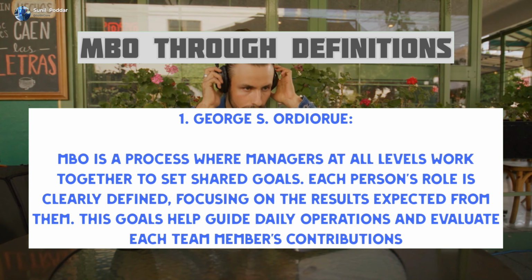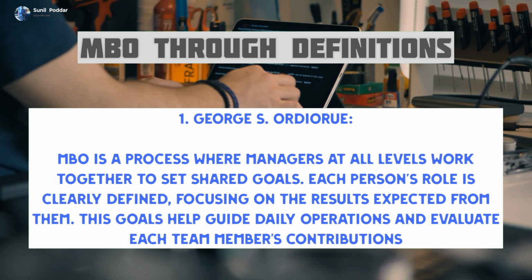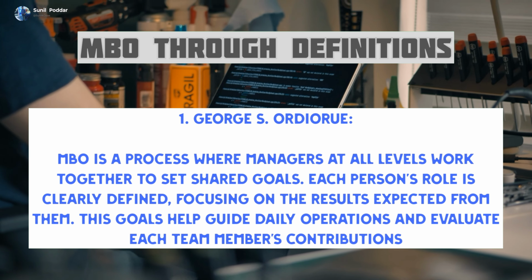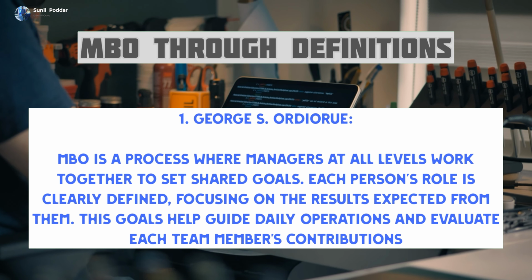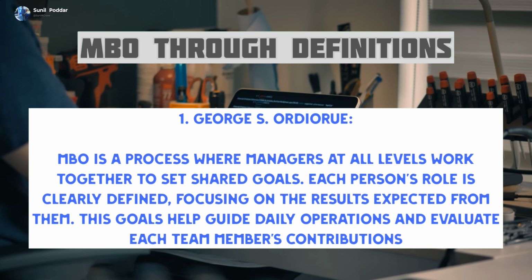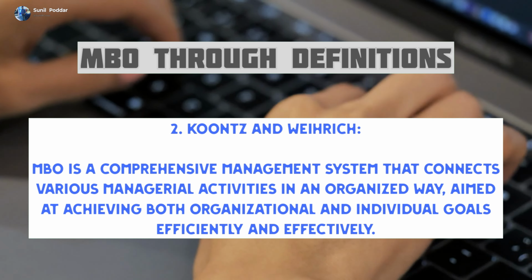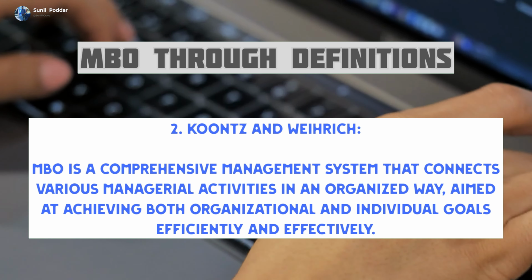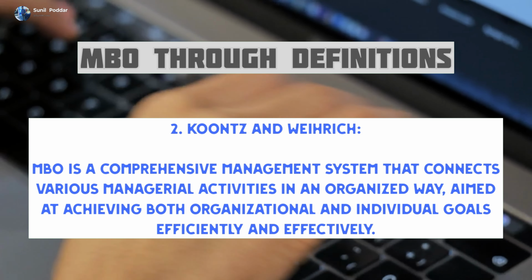Understanding MBO through definition. George S. Odiorne: according to him, MBO is a process where managers at all levels work together to set shared goals. Each person's role is clearly defined, focusing on the results expected from them. These goals help guide daily operations and evaluate each team member's contribution. According to Koontz and Weihrich, MBO is a comprehensive management system that connects various managerial activities in an organized way, aimed at achieving both organizational and individual goals efficiently and effectively.